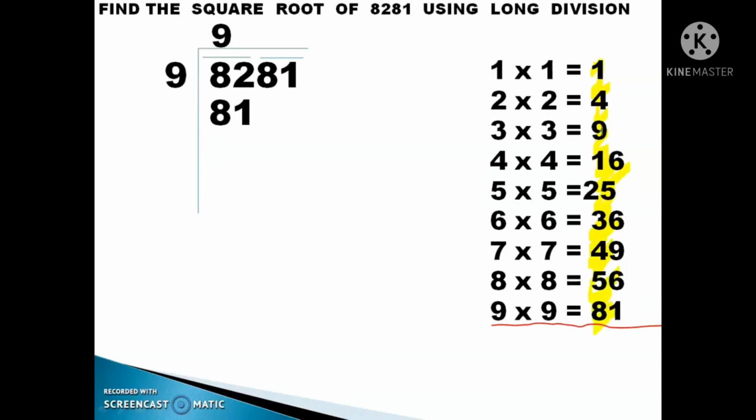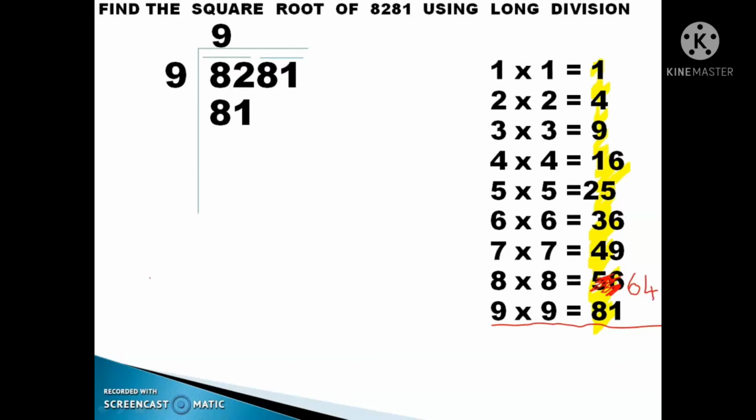1, 4, 9, 16, 25, 36, 49. Is this the perfect square? No. What is the mistake there? It is 64. So students, this is not 56. It is 64. 8 into 8, 64. Clear?